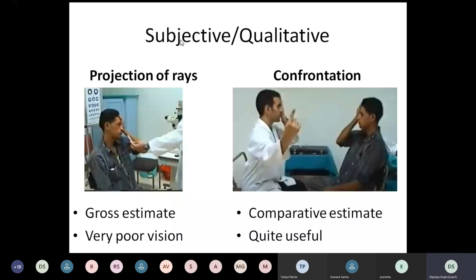So a problem with projection of rays, of course, can be because of glaucomatous problems, it could be neuro-ophthalmic problems, it could be because of retina problems that you may have, and the patient being unable to tell from which direction the light is coming. This should ideally be done in a dark room. Here you can see a photograph on the left.